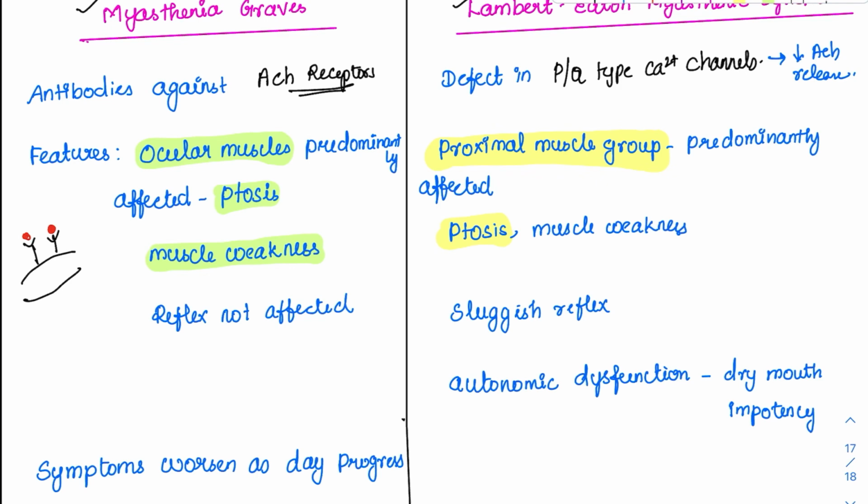I told you, if ptosis is given in the question, we cannot differentiate, because both of them can have ptosis and both of them will have muscle weakness. So with these features, we cannot differentiate between the two disorders. We have to study a little more features to understand the difference.